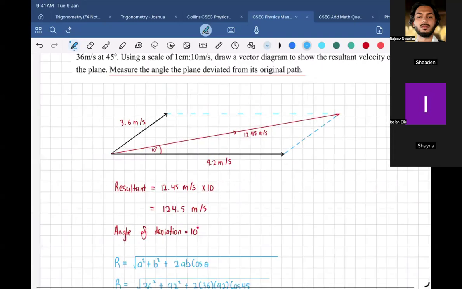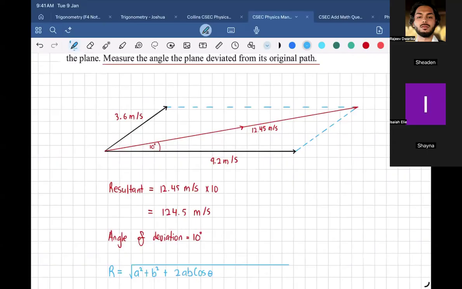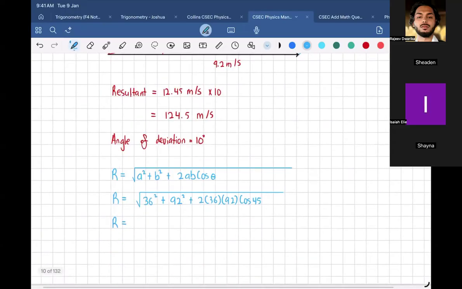In physics, you look at the trends of the question, right? In this question, 3.6, 9.2, so give your answer to one decimal place. So it was 120.2 meters per second. 120.2. Ladies, you all get that? 120.2. Yes, sir.